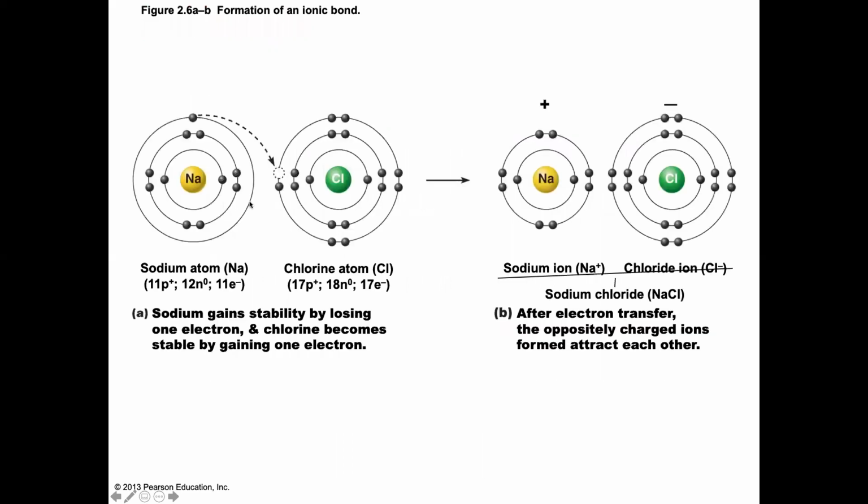Here's sodium and chlorine, right? Sodium's got 1 electron in that outer shell. Chlorine has 7, right? So what happens when they get near each other? The sodium will punt this guy over to the chlorine. This will take on a positive charge. This will take on a negative charge. And that's what holds them together.